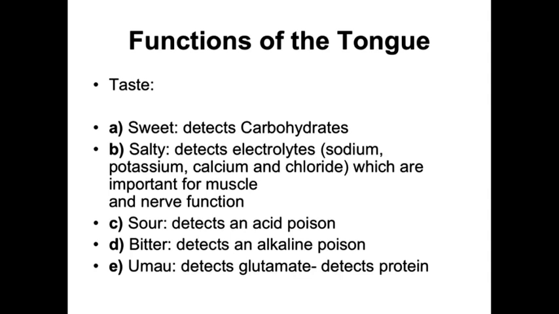The reason why we taste sweets is for carbohydrates. When you're craving something sweet, sometimes the body needs energy. When you're craving something salty, it's the body's way of telling you perhaps it needs electrolytes. Sour detects an acidic poison, bitter detects an alkaline poison, and the umami detects the glutamate, which is a protein receptor. Sometimes people say, I'm just craving a steak, I just need a juicy burger. They need protein, maybe they need amino acids, maybe they need neurotransmitters.